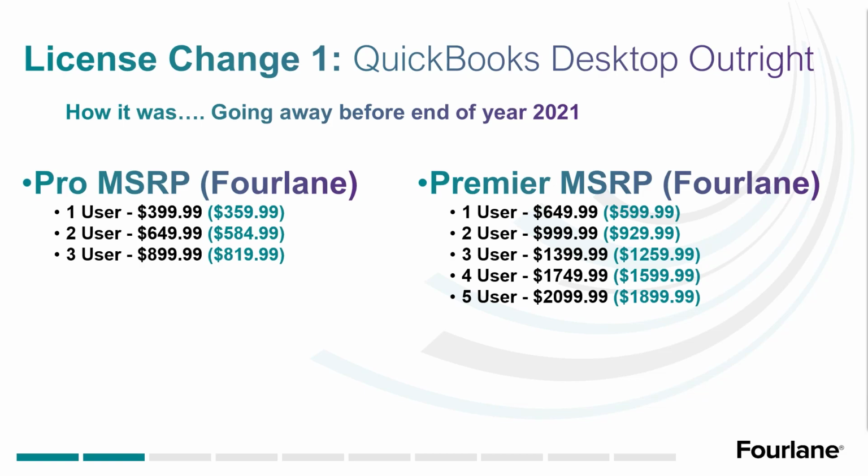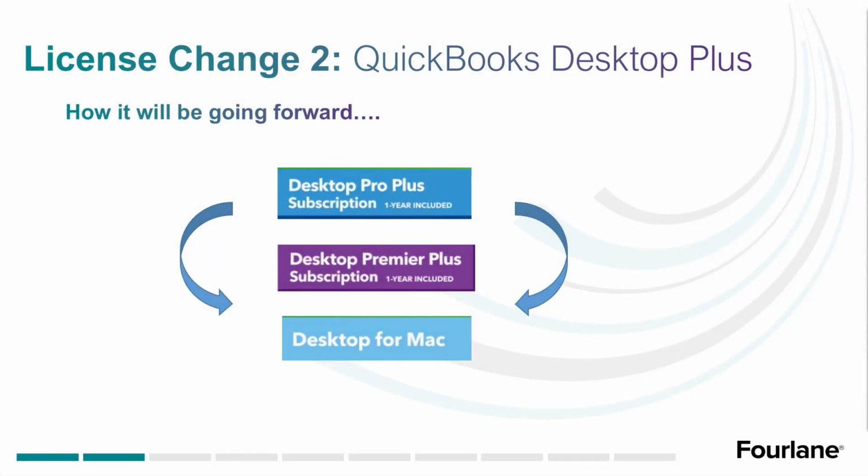Okay. So everybody needs to rush out and buy 2021 and let us know, because it's not going to be available for purchase anymore. So what's the future look like? So going forward, it's going to be Desktop Pro Plus, which we've had for a couple of years, Desktop Premier Plus, which we've had for a couple of years, and now Desktop for Mac Plus is also coming out. Okay, so they will be on a subscription basis. So what does that mean?